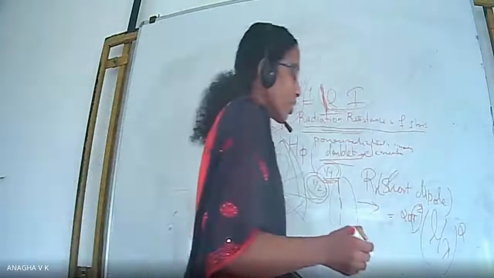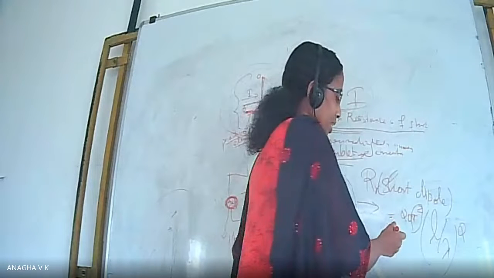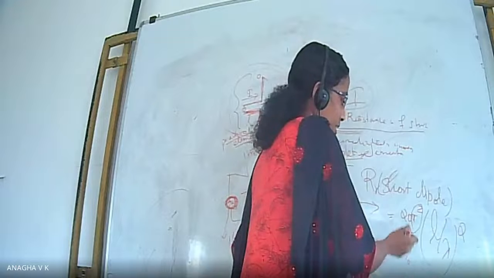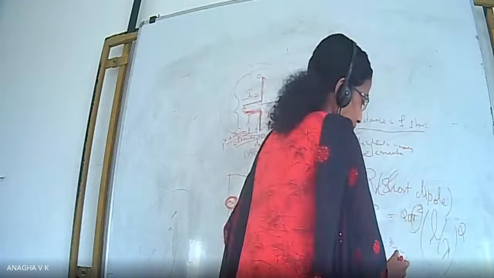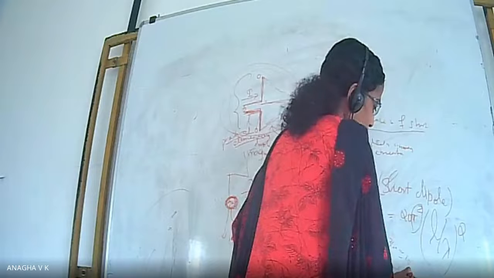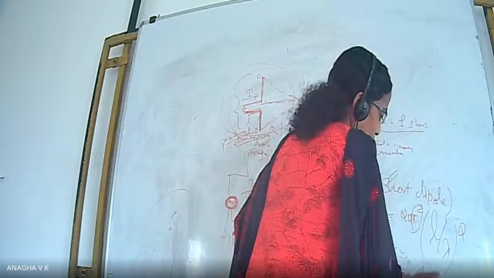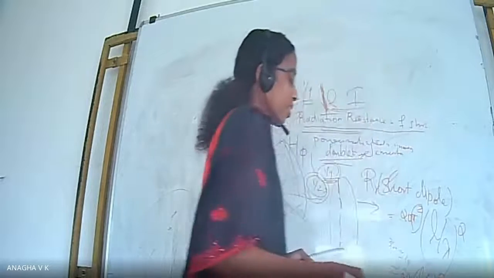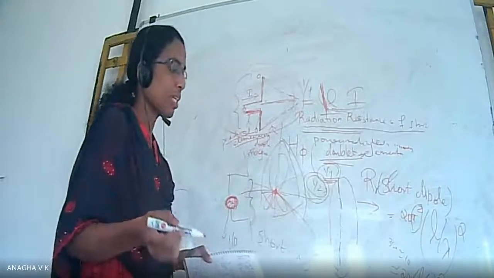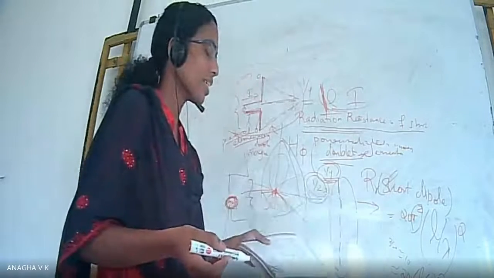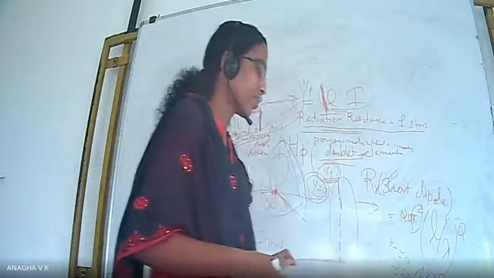3.14. So pi square means approximately, we take 3 square, 9, approximately 10, you take. So 20 into 10, we get what? Approximately 200 L by lambda the square. So this L is not comparable to lambda. We get a very small term. So the radiation resistance is this one.